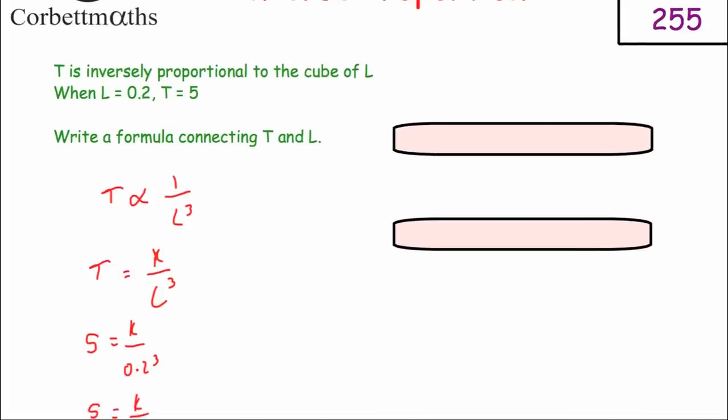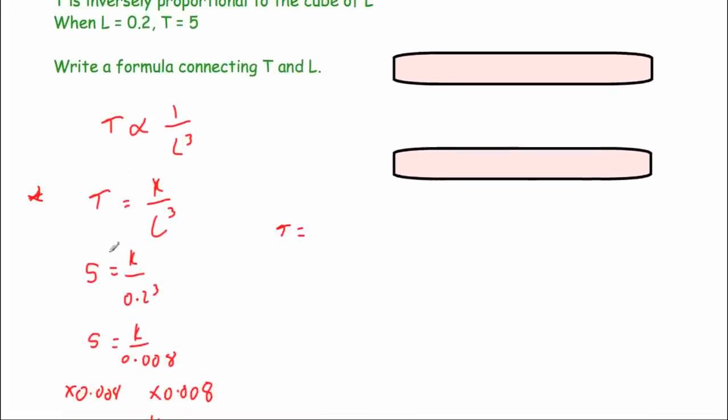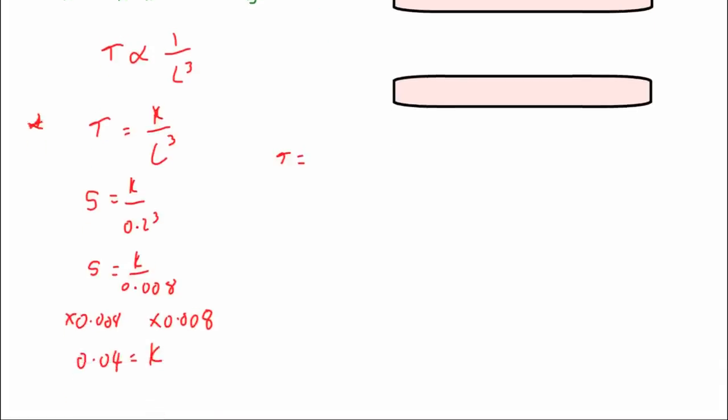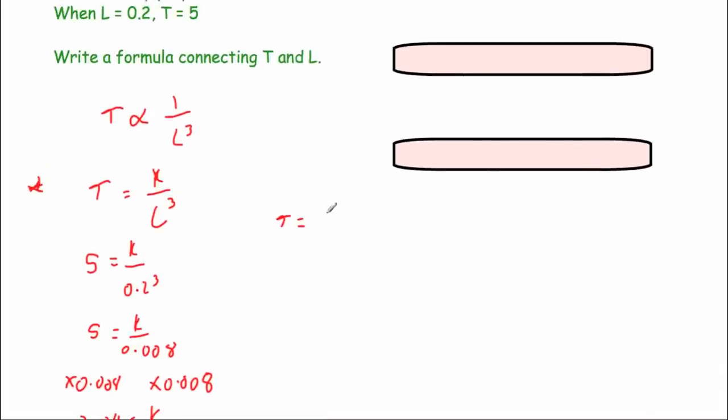So the question says, write down a formula connecting t and l. So if we go back up to here, we're told that t is equal to k over l cubed. Now we know that k is equal to 0.04, so that means we're going to have 0.04 over l cubed. And that's our formula that connects t and l. T is equal to 0.04 divided by l cubed.